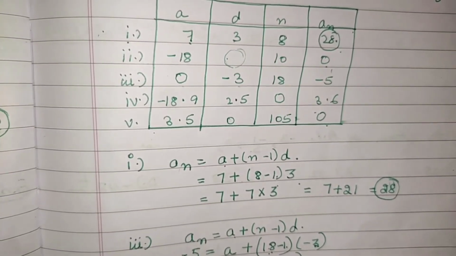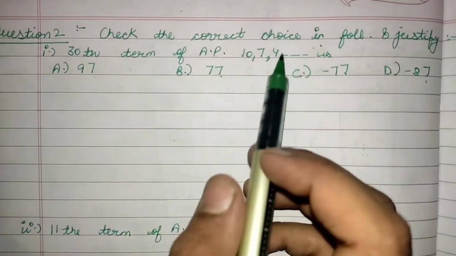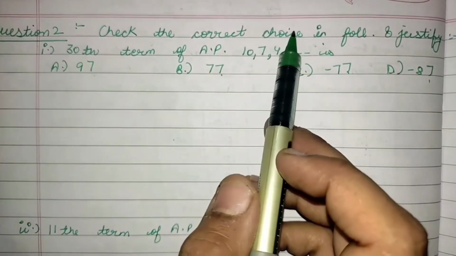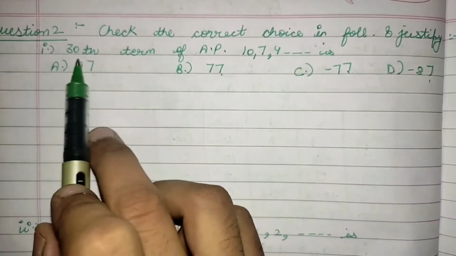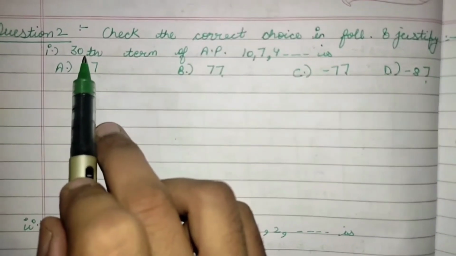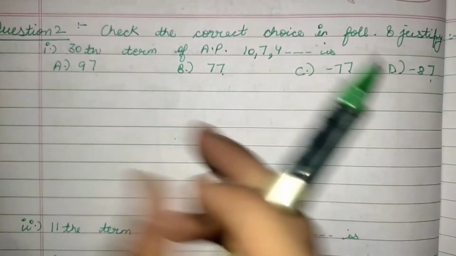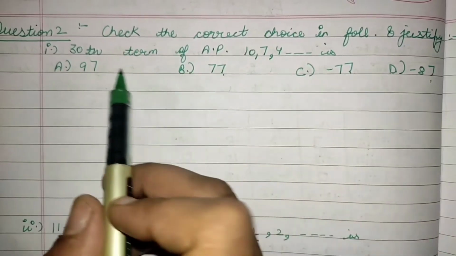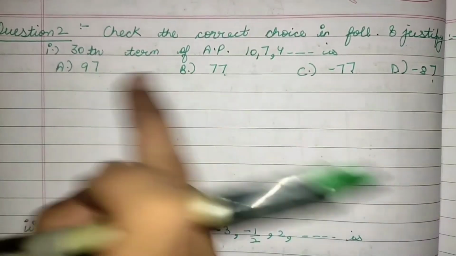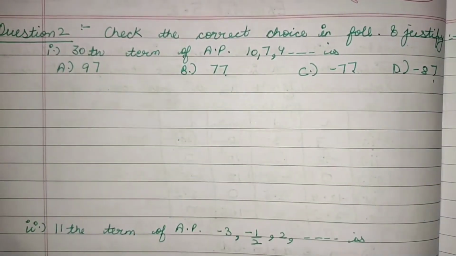Okay. So try to solve the remaining parts by yourself, and then resume the video and see the remaining parts. Next, again, question number 2 says: check the correct choice in the following and justify that the 30th term of the AP is what? Options are given to you and you have to check which is correct for the 30th value of this AP.